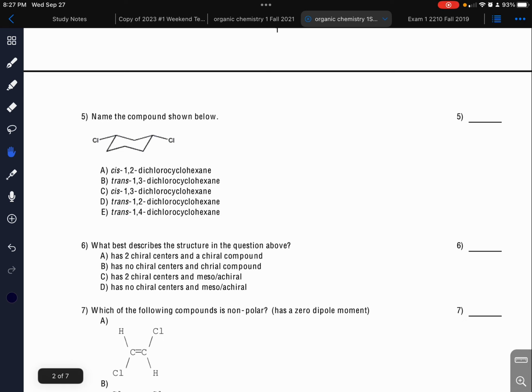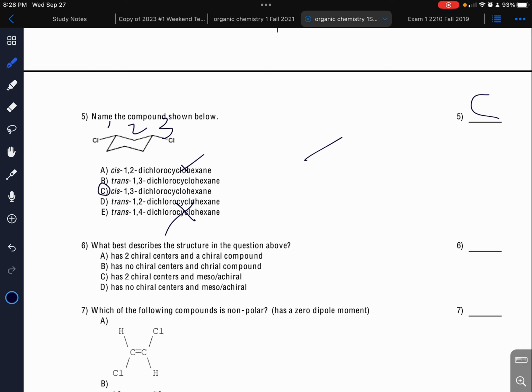Name the compound below. First, get rid of the things I know it can't be. So 1,3 it can't be. Oh, sorry, 1,3, sorry. Whoops, it's 1,3. 1,2,3. So 1,2 is wrong. 1,2 and 1,4 are wrong. Question, is it cis or trans? It's cis. Answer C.